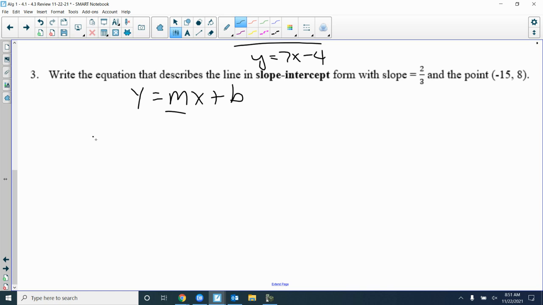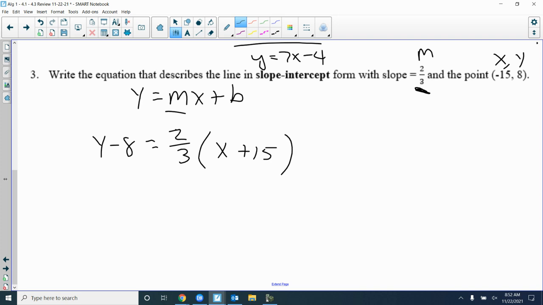Y minus what? Here's my x. Here's my y. Here's my m. So it'll be y minus what? 8. What's my slope? It's what? 2/3. And then x, instead of minus a negative 15, it would turn to that. Okay, is everybody good with that?